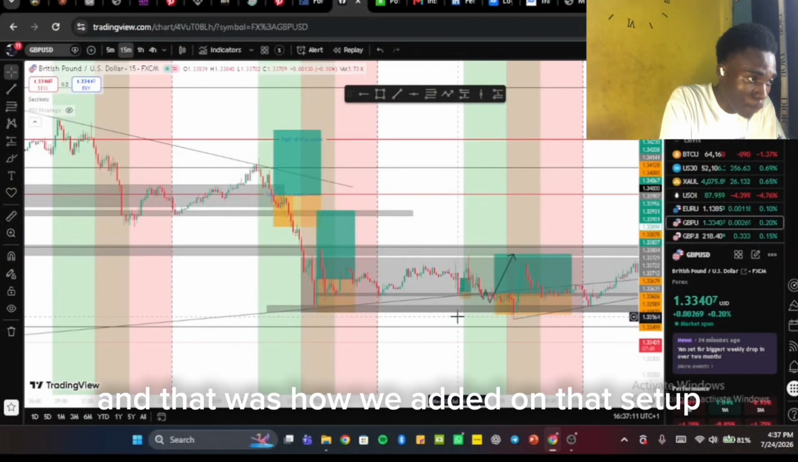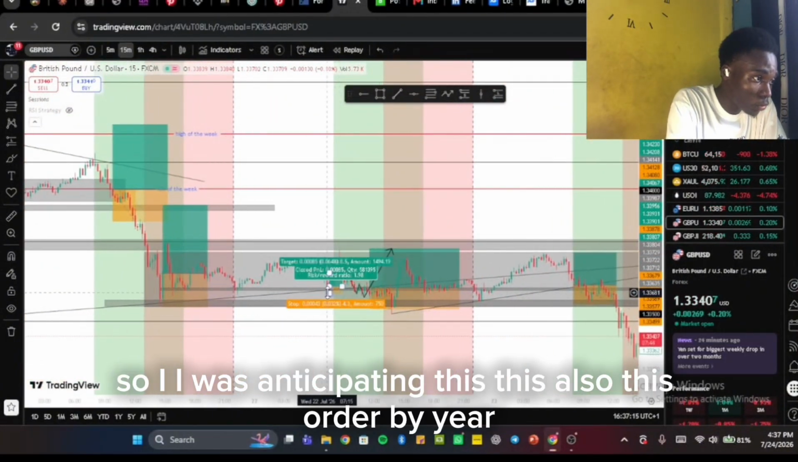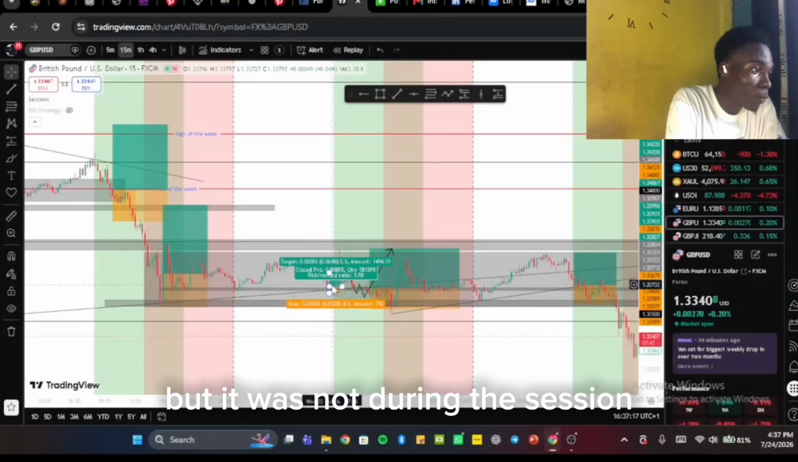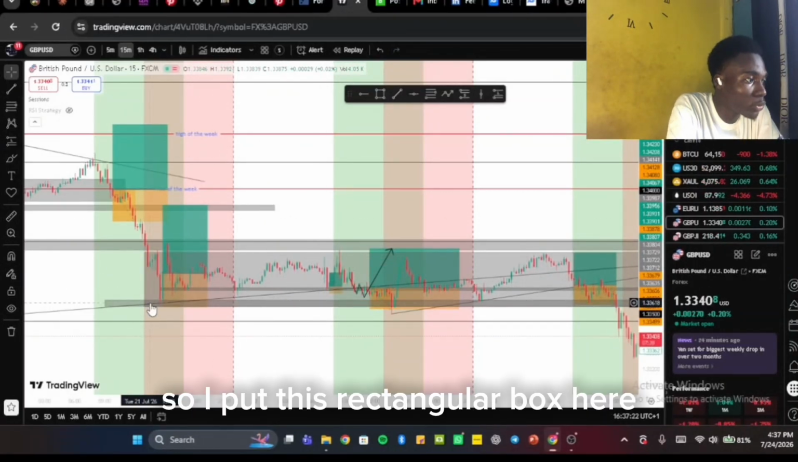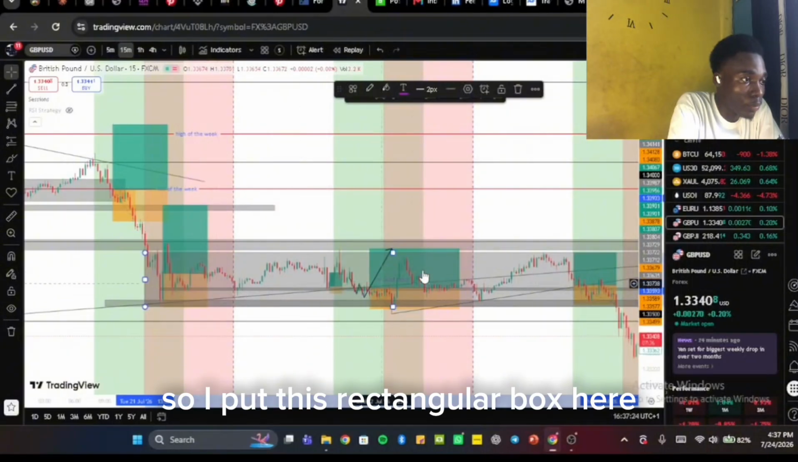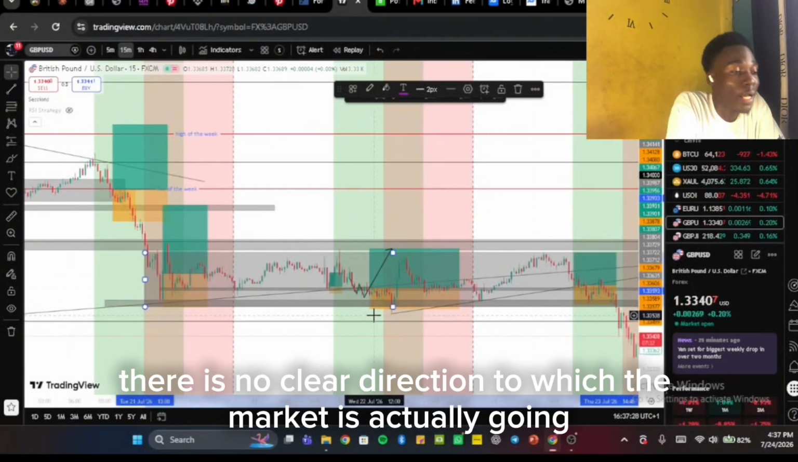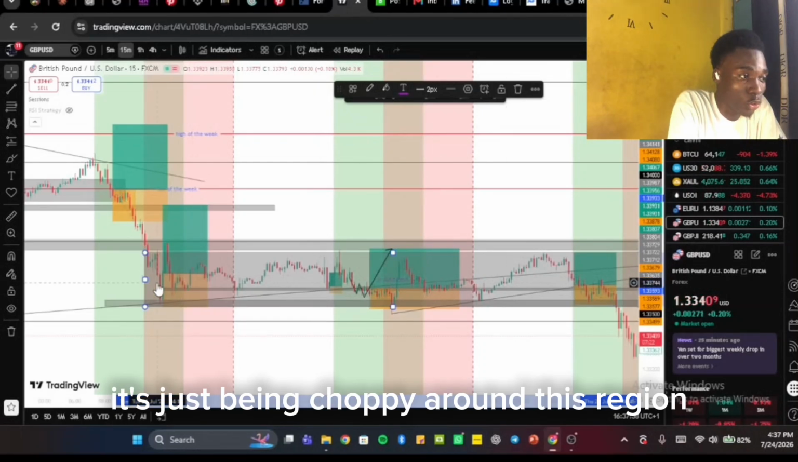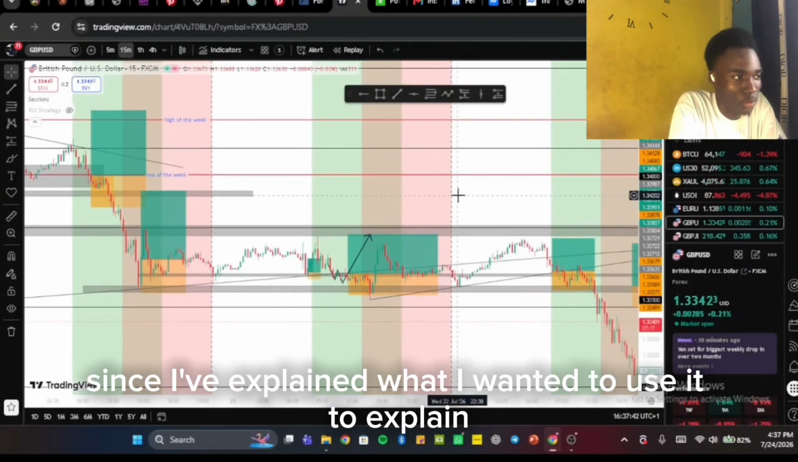So I was anticipating this other buy here, but it was not during the session I was trading. I put this rectangular box here, so you can see the price was just being choppy. There's no clear direction to which the market is going. It's just being choppy around this region. So let me just delete that, since I've explained what I wanted to explain.